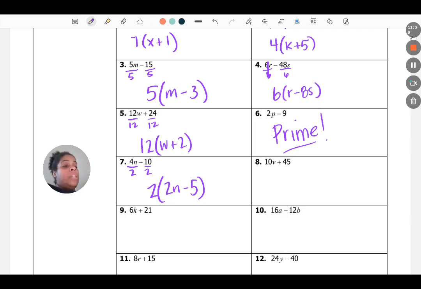And so if it can't be 10, then we can go down and think of another factor. Can't be 4. 4 can't go into 45. 3 can't go into 10, right? 3 can go into 45 evenly, but 3 cannot go into 10. 10 is not a multiple of 3.